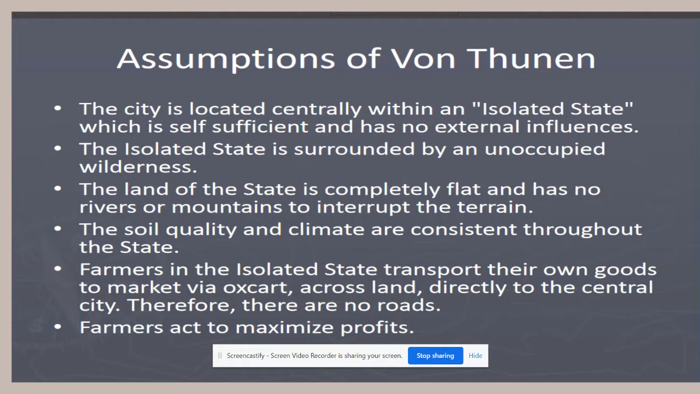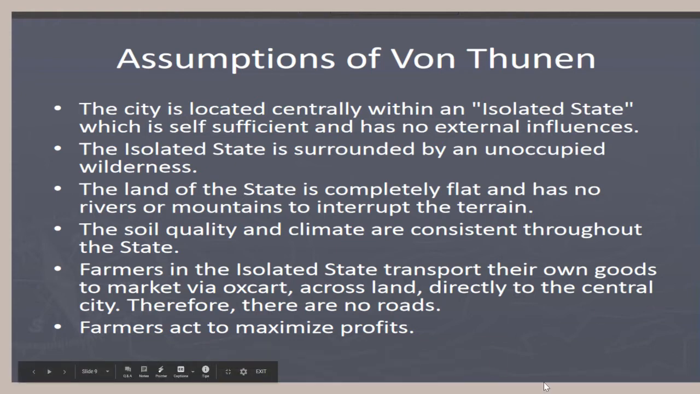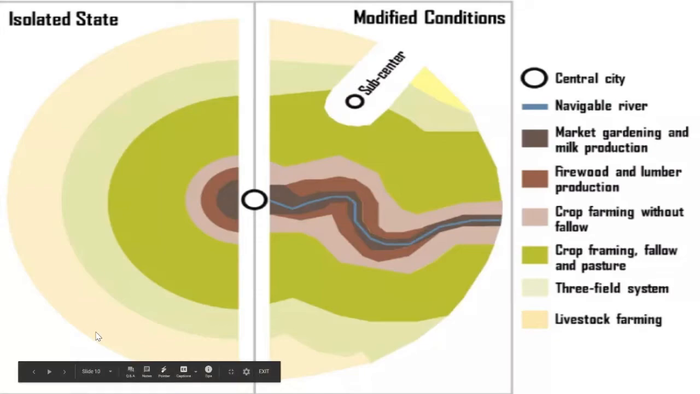The land of the state is completely flat and has no rivers or mountains to interrupt the terrain. The soil quality and climate are consistent throughout the state. Farmers in the isolated state transport their own goods to market via ox cart across land directly to the central city. Therefore, there are no roads. And the last one is that everyone acts in the most economical way possible in terms of maximizing profits.